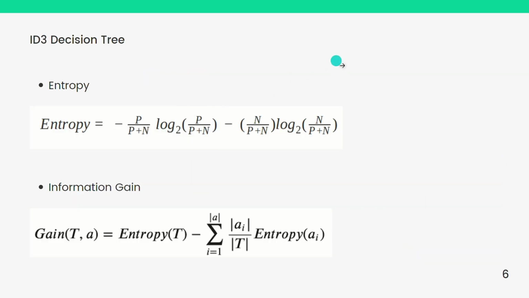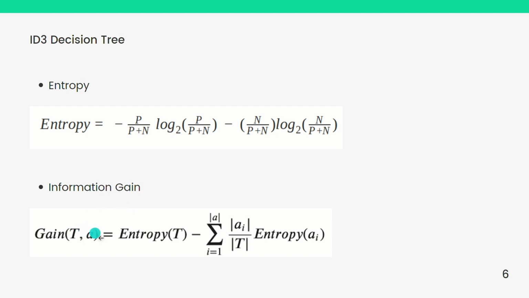And like I said, we'll talk in brief about ID3 decision tree. So entropy, the formula is this. So where P is the number of, in our example which we took, play tennis, P can be the number of yes and N can be the number of no. So for every feature, for every feature's value, you have to calculate the entropy. And this is the formula for it.